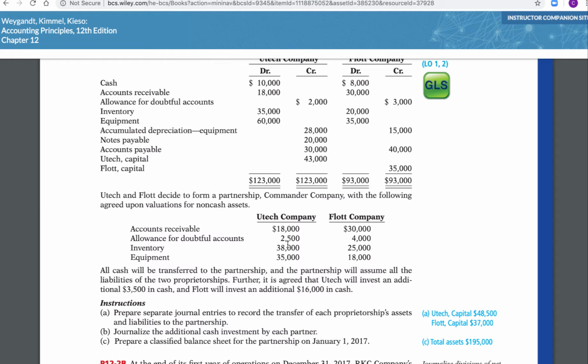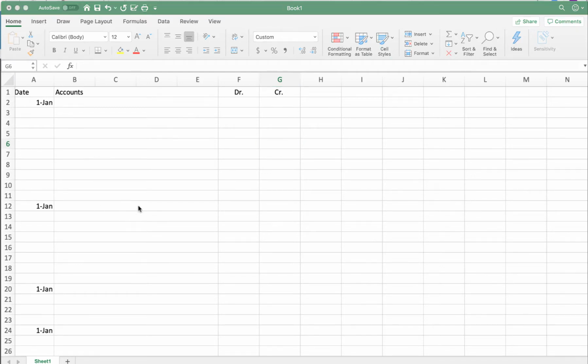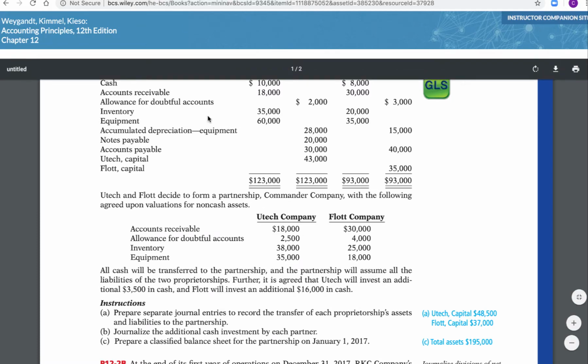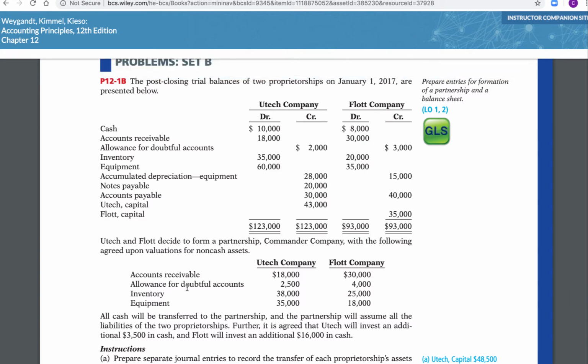So let's just go ahead and bang out these journal entries. They're super simple. The first thing I already did was create our journal for us. The first thing we need to recognize is that UTech needs to put all their assets and all their liabilities into this new partnership that they are forming with Float. We don't care about what the book value is on the non-cash assets. In order to determine their value, we need to use these new valuations that they gave us.